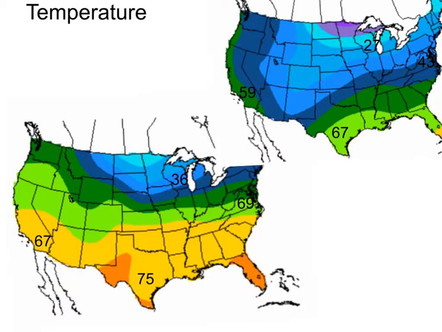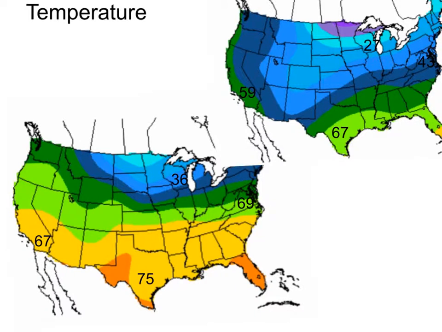In Milwaukee, Wisconsin, we have a high of 36 degrees and a low of 27 degrees. In San Diego, California, we have a high of 67 degrees and a low of 59 degrees. In Austin, Texas, we have a high of 75 degrees and a low of 67 degrees. And in Richmond, Virginia, we have a high of 69 degrees and a low of 43 degrees.